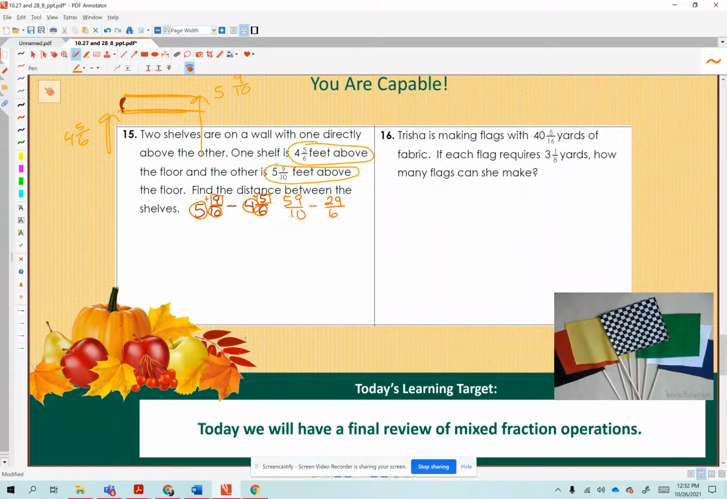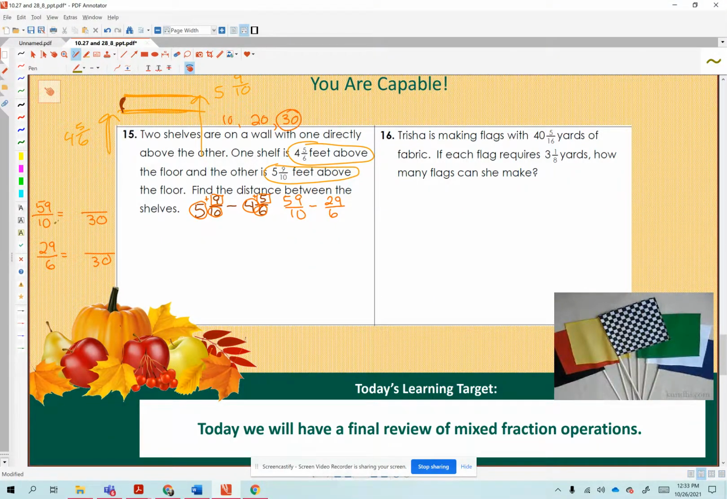Now, what is the least common multiple of 10 and 6? So if we look at the 10 times table, we have 10, that's not divisible by 6. We have 20, which is not divisible by 6. And then we have 30, which is divisible by both 6 and 10. So we will write 59 over 10 with a denominator of 30, and we will rewrite 29 over 6 with a denominator of 30.